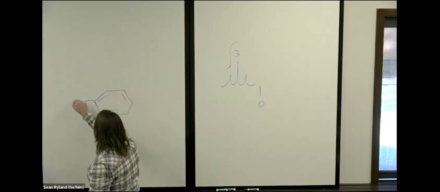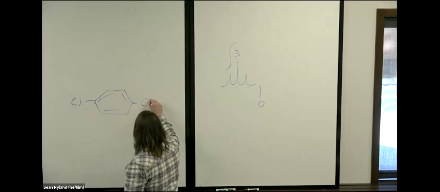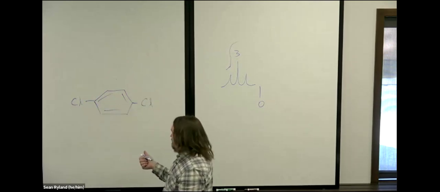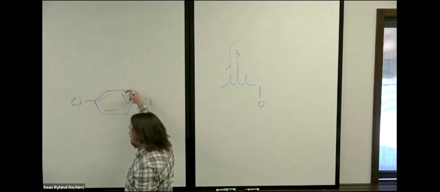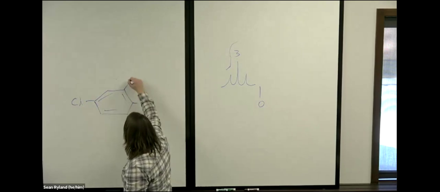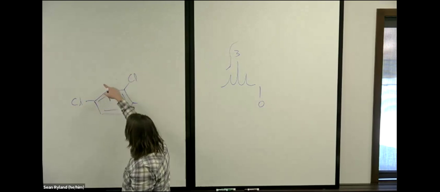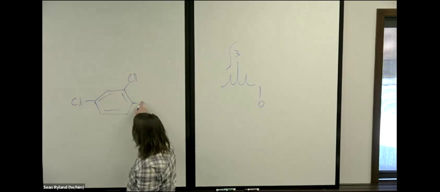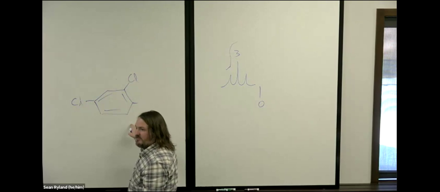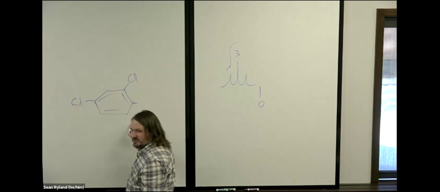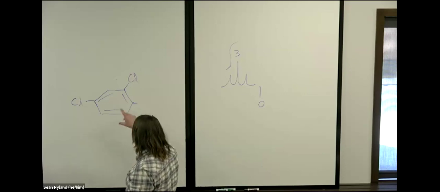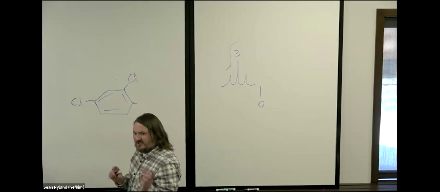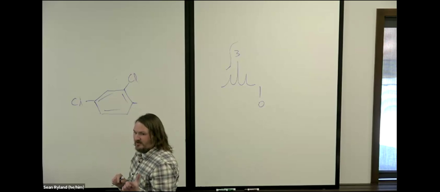We have dichlorobenzene. If it's 1,4-dichlorobenzene, then yeah, we're going to get our doublet of doublets. If you put one of the chlorines up here, though, then that carbon is different than these carbons, which is different than that carbon. So now you have 3 distinct carbons instead of only 2 distinct carbons. And so now we have 3 signals all in the same space as each other, and it starts getting a lot more sloppy.